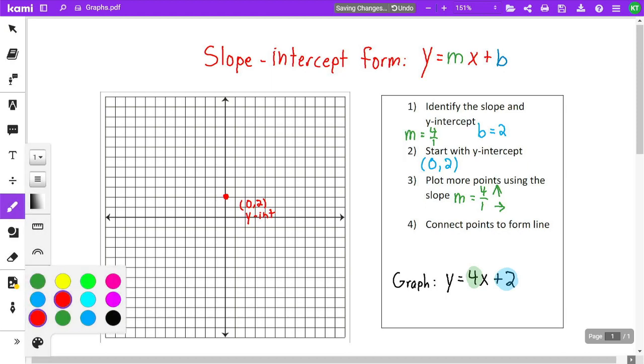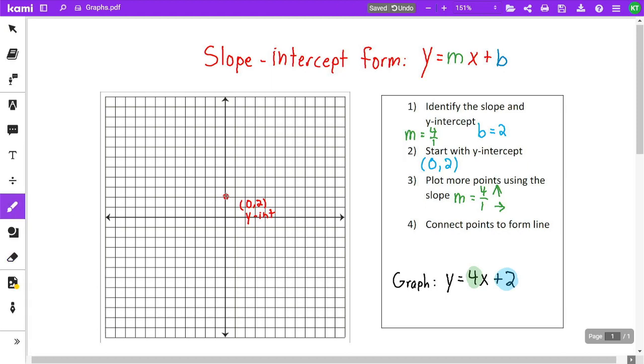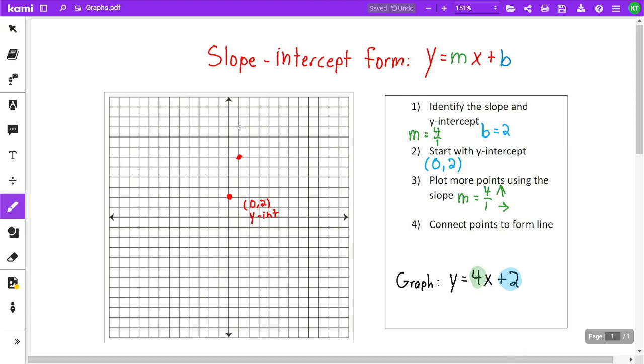So let's go ahead and do that. Using our y-intercept of (0, 2), we are going to be going up 4, 1, 2, 3, 4, and to the right 1. And we're going to be repeating this process as many times as we need to. So we go up 4 again, 1, 2, 3, 4, and then to the right 1.